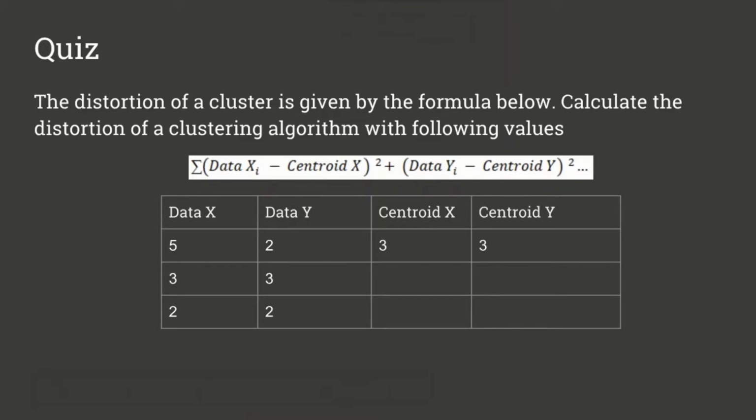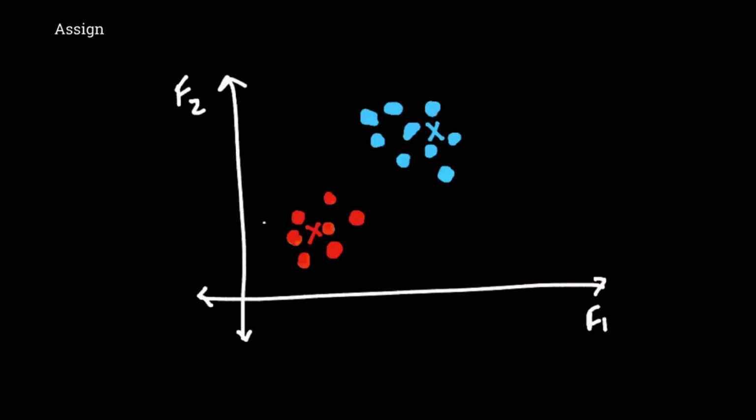So I have a question for you. The distortion of a cluster is given by this formula below. Calculate the distortion of the clustering algorithm with the following values. Okay, so you are given this cluster over here, and at this point, this has converged. Now your X is not moving anymore.